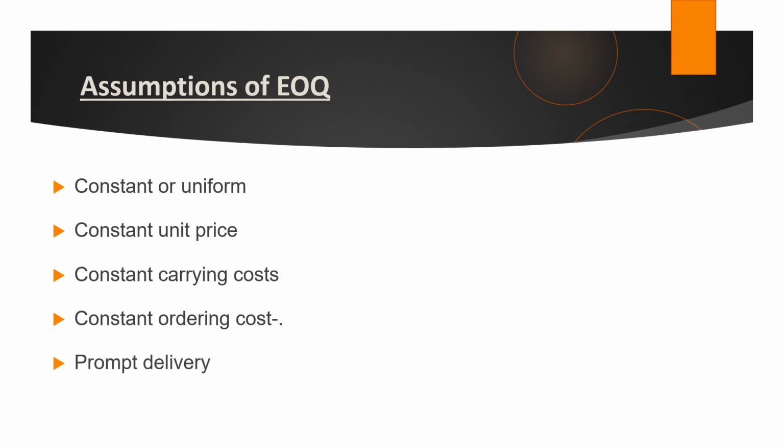Prompt delivery means if the delivery is not immediate, what will happen? We have to modify this EOQ model by applying the safety stock. Final one is the independent orders. If multiple orders result in cost saving by reducing the paperwork and transportation cost, the original EOQ model must be further modified. This modification is complicated. Therefore, it's easy to assume that we are doing independent orders.